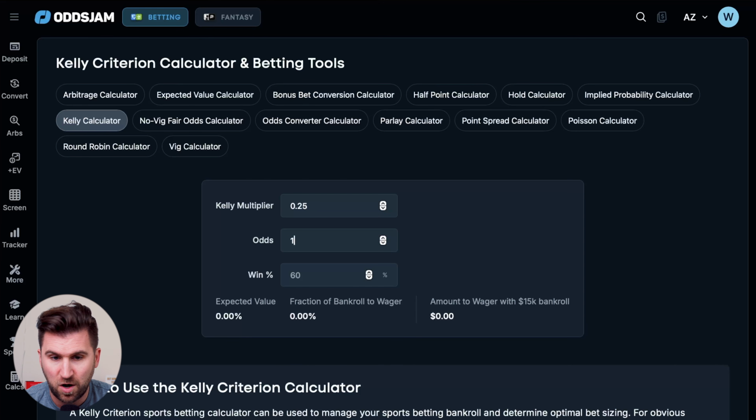Again, if you're receiving odds of +105 with a win percentage of, say, 70%, then you can see that this is massive EV, and Kelly's telling me to wager over 10% of my bankroll on this play. But on the flip side, if this has only a 30% chance of winning, then you can see this is massively negative EV, and it's telling me to not wager anything at all.